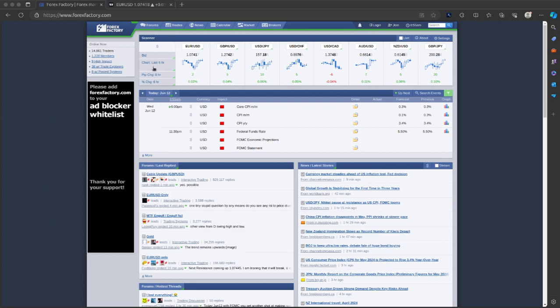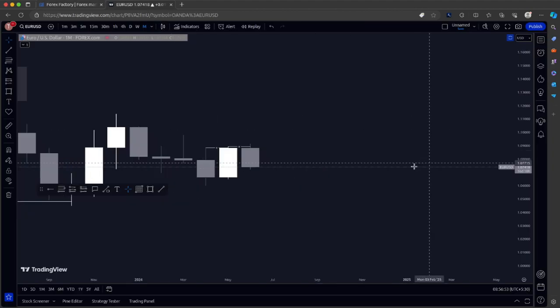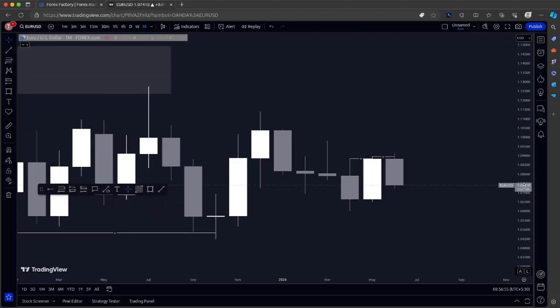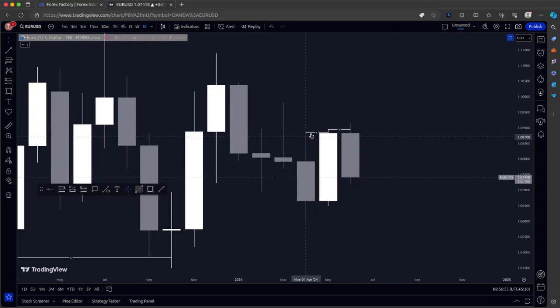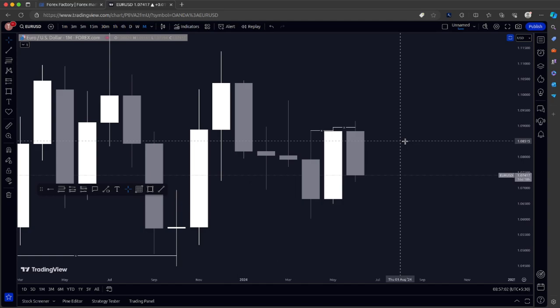So now let's move to the charts. So this is the monthly chart of EURUSD, and what we can see is that the price is sweeping the highs of the previous monthly high. So currently the bias is bearish according to the monthly levels. So let's move to the weeklies now.